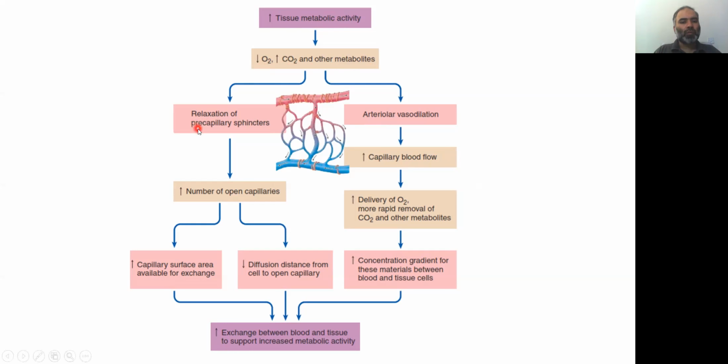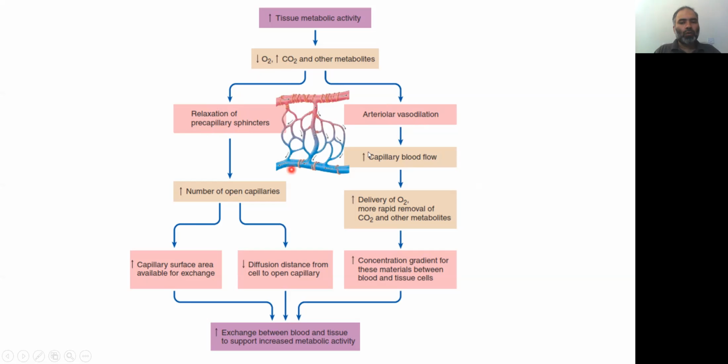So you would expect the precapillary sphincters to relax because you want more blood flow now. Okay, so the precapillary sphincters will relax and the arterioles will vasodilate. So both of the functions of the arterial end is to pump more blood towards the capillary to address your decreased oxygen and increased carbon dioxide. Okay, relaxation of precapillary sphincters and arteriolar vasodilation.